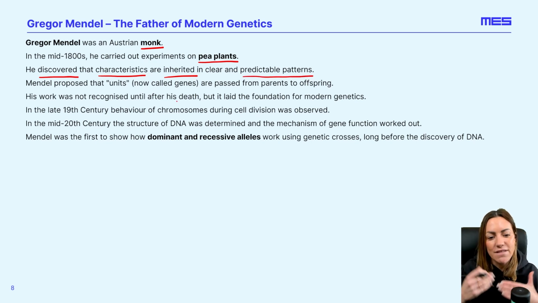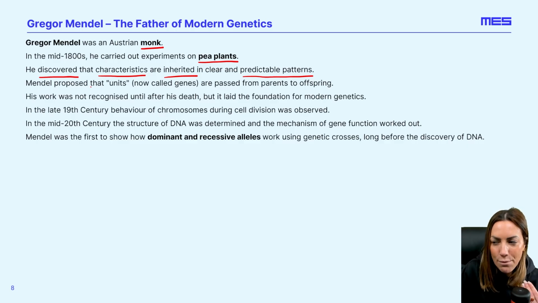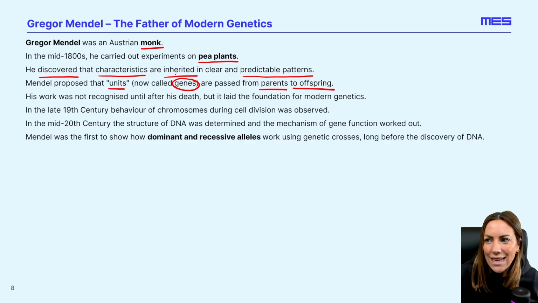So he noticed that characteristics were being passed on from the parent pea plants to the offspring pea plants, and he started to notice patterns in inheritance. He proposed that units, that's what he called them, units were passed on from parents to offspring. We obviously now call these units genes, but remember back in the mid-1800s, we didn't know about DNA or genes yet, so he was calling them units. Units are being passed on, characteristics are being passed on. Now we know it's genes that are being passed on. Now, his work was not recognised until after his death, but we do call him the father of modern genetics.